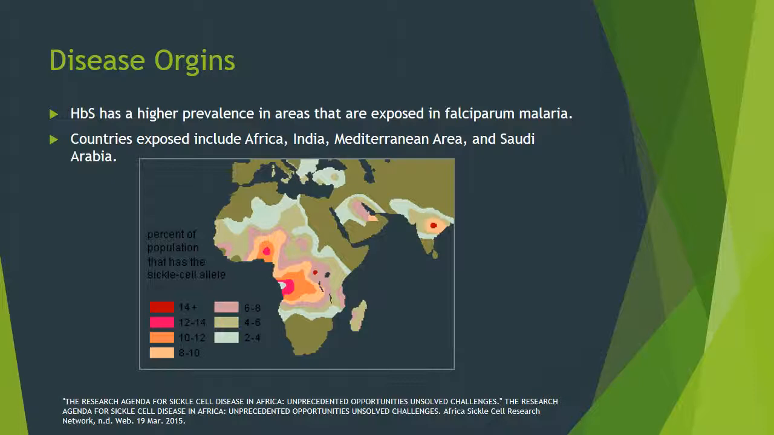All right. Where does the disease originate? The disease has a higher prevalence in Africa, India, the Mediterranean area, and Saudi Arabia. That prevalence is because the area was exposed to Falciparum malaria. It is also known that if you have the sickle cell trait, you will be protected from malaria if you go to those countries.